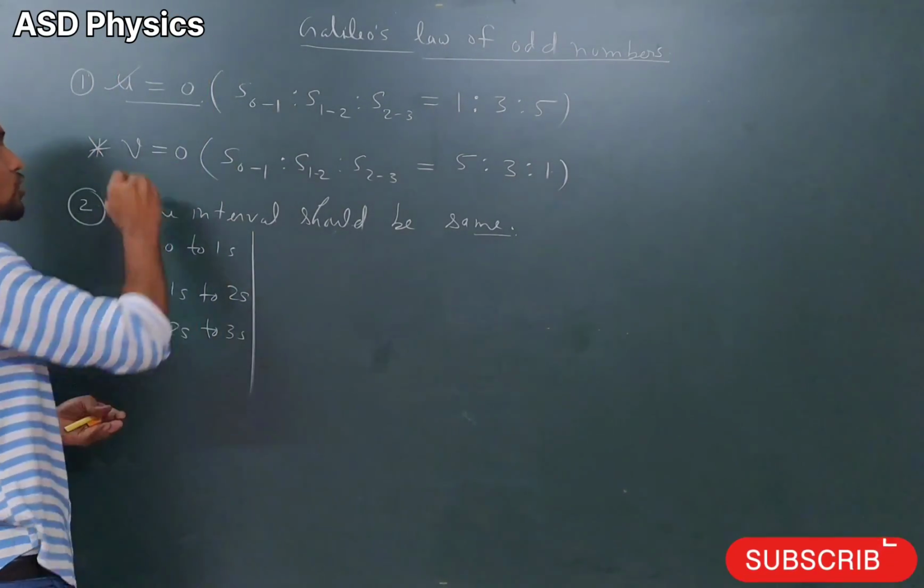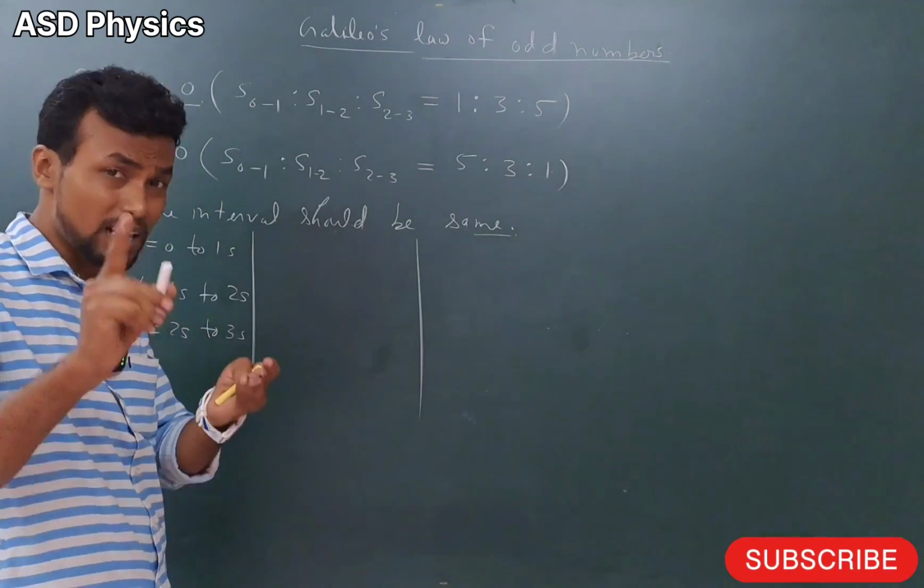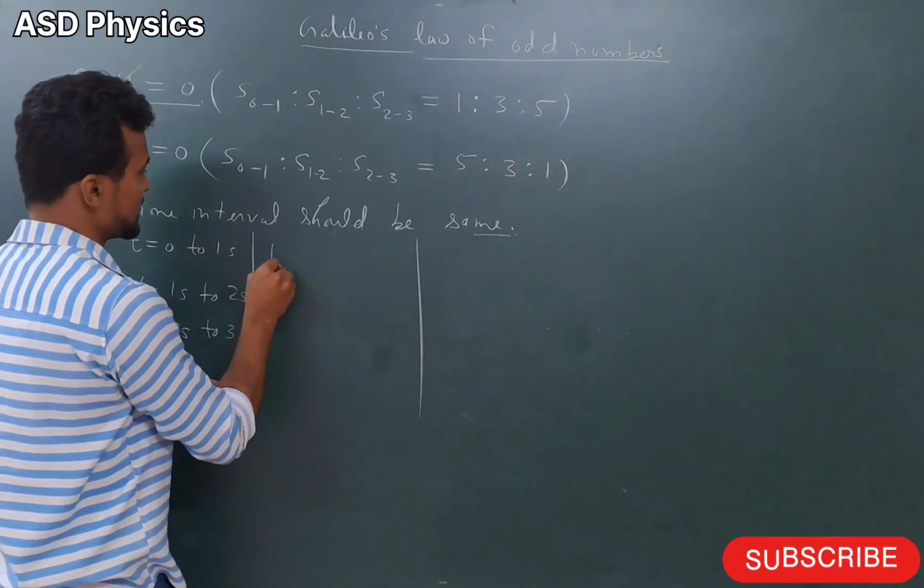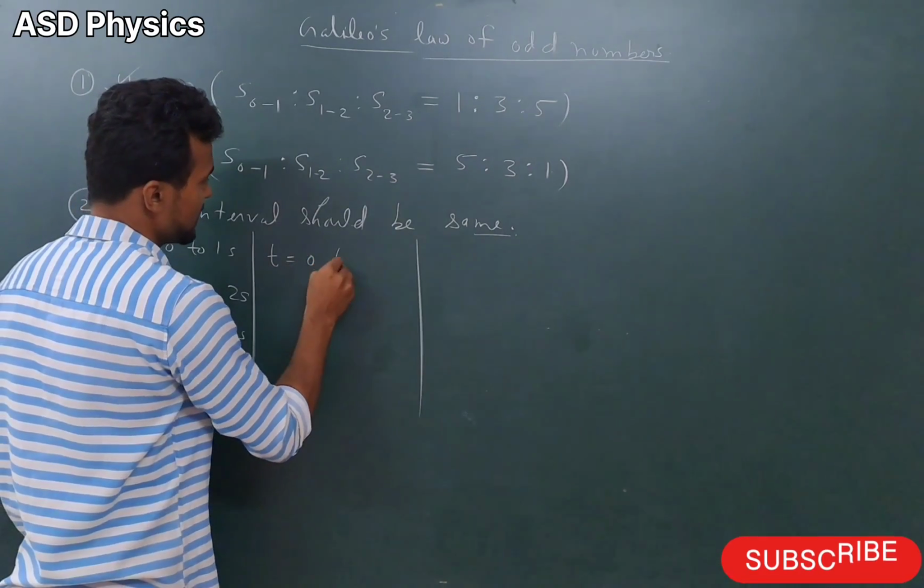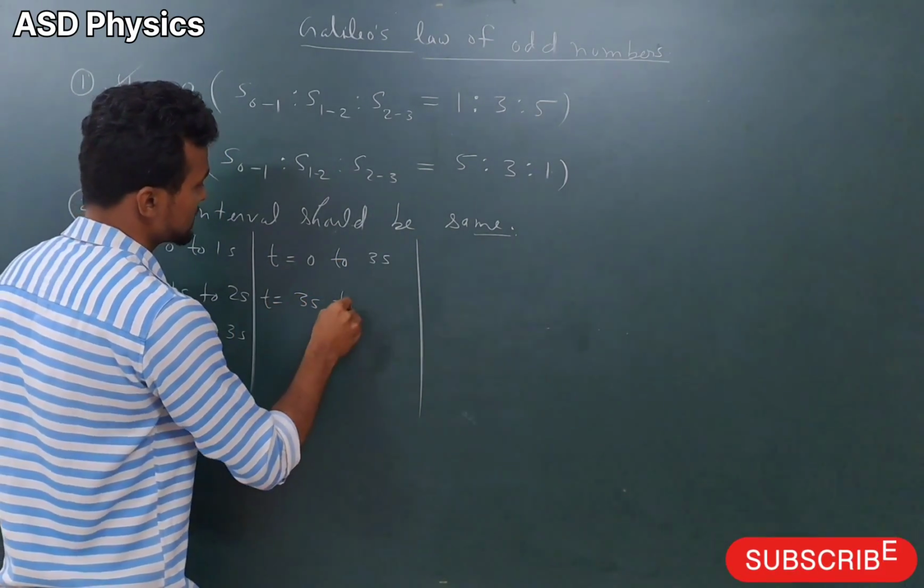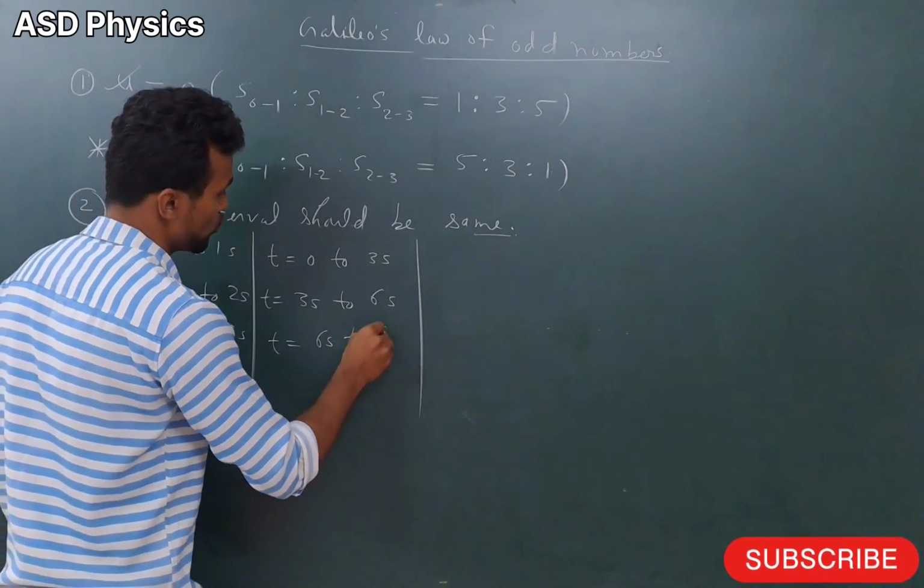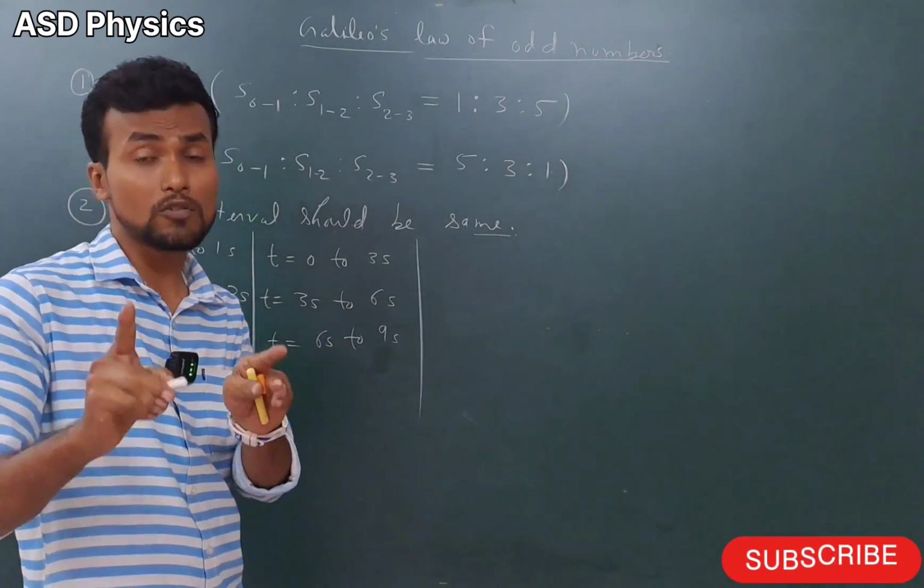Maybe initial velocity is 0 or final velocity is 0. Second thing, the time interval I told, should be equal. Let's take for example, it is given 0 to 3 seconds, then 3 seconds to 6 seconds, then 6 seconds to 9 seconds. Here also Galileo's law of odd numbers is valid.